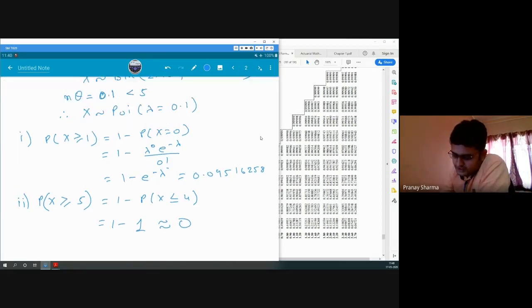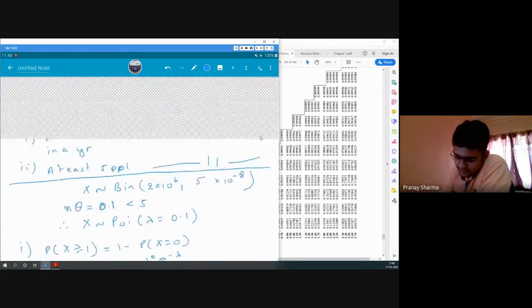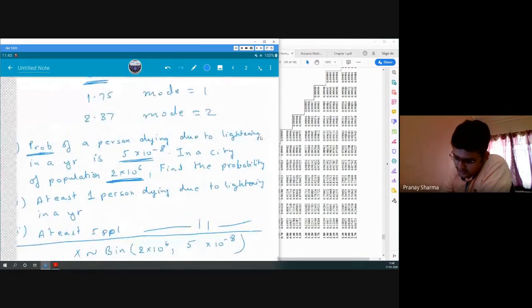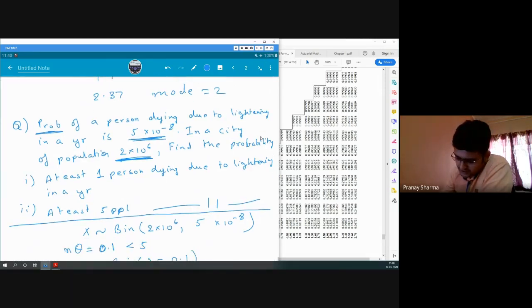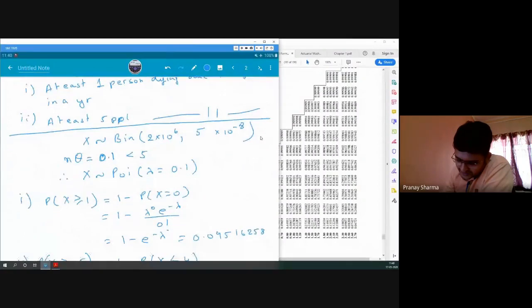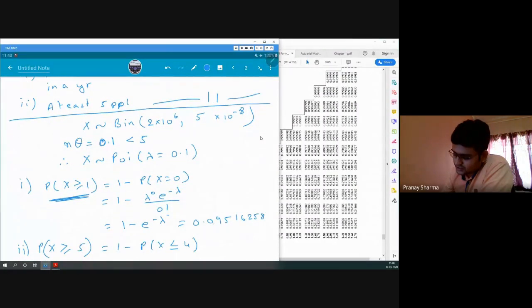So what does this tell us? Now see, the probability of somebody dying due to lightning was such a small probability, right? 5 into 10 raised to minus 8. It's such a small probability. Still, the probability of at least one person dying in a particular year is almost 9%, around 9.5%.